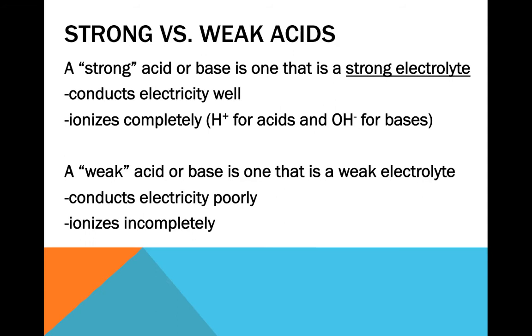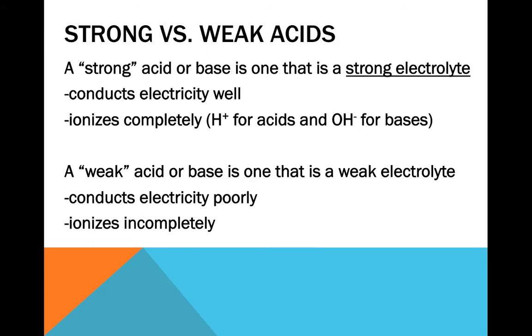If it's a strong electrolyte, we can test that by how well it conducts electricity. We can hook up a light bulb and a battery and see how bright the light bulb is, and that will tell us how well it conducts electricity. And two, that means that it ionizes completely, so all the bonds will split. For acids, that means we will have a very high concentration of hydrogen ions, and for bases, we will have very high hydroxide concentrations. So a lot of H+ for acids and a lot of OH- for bases.